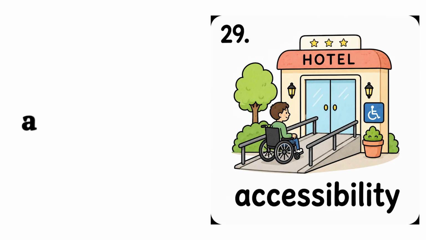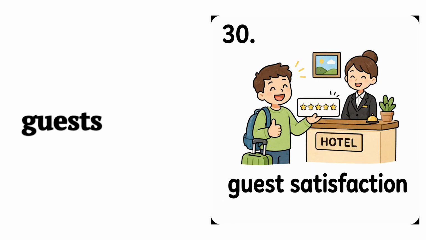Accessibility, how easy a place is to use for people with different physical needs. Example, the hotel has excellent accessibility, including ramps and accessible rooms. Guest satisfaction, how happy guests are with their stay. Example, clean rooms, clear communication, and fast problem-solving improve guest satisfaction.